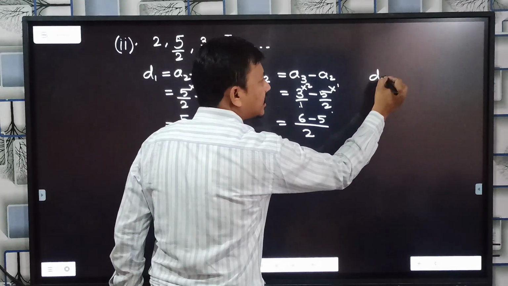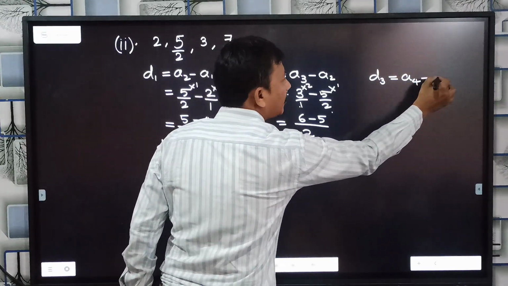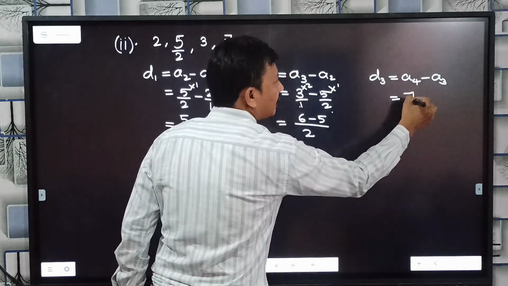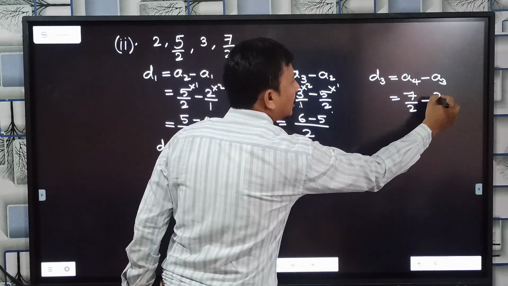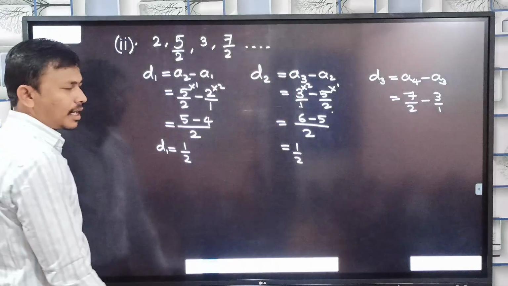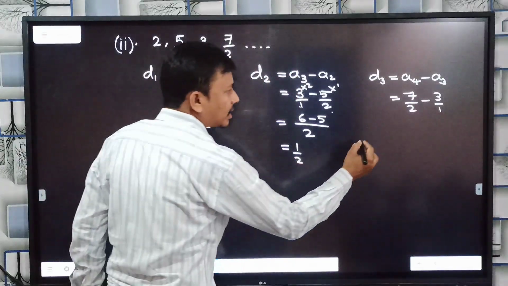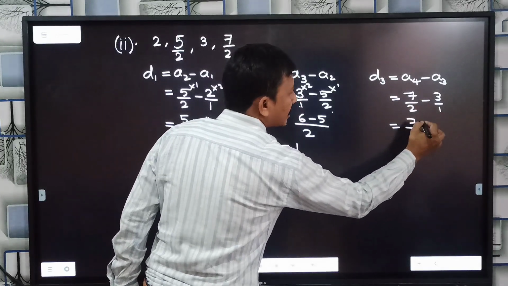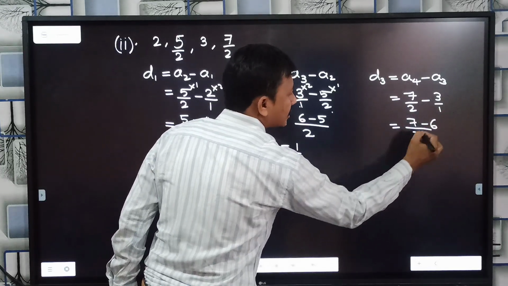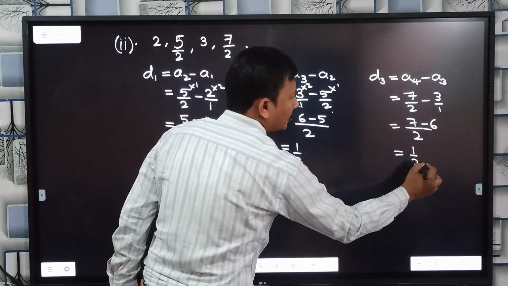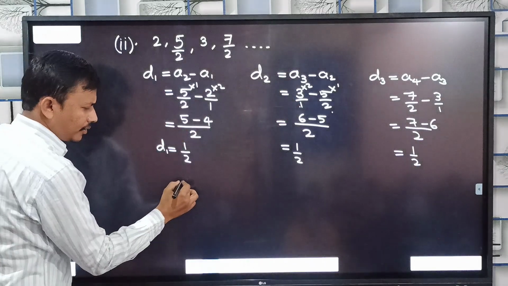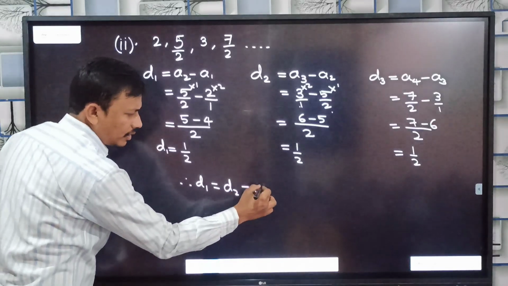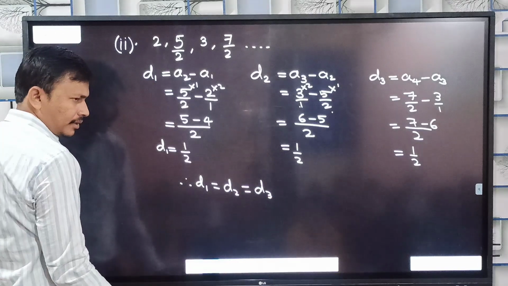Then D3 is equal to A4 minus A3. Fourth term is 7 divided by 2 minus 3 divided by 1. Cross multiplication or LCM is 2. 7 1s are 7, 3 2s are 6. 7 minus 6 is 1 by 2. Therefore, D1 is equal to D2 is equal to D3.